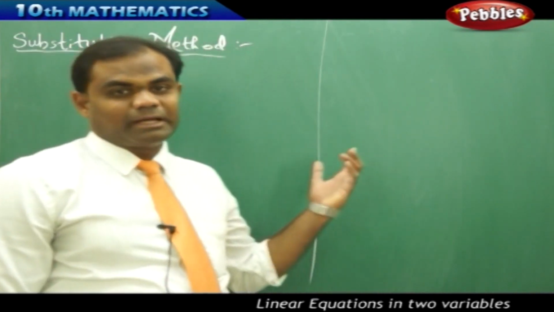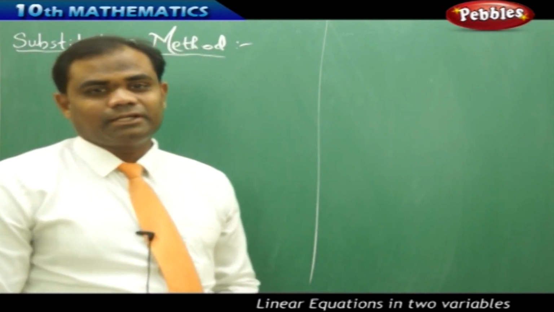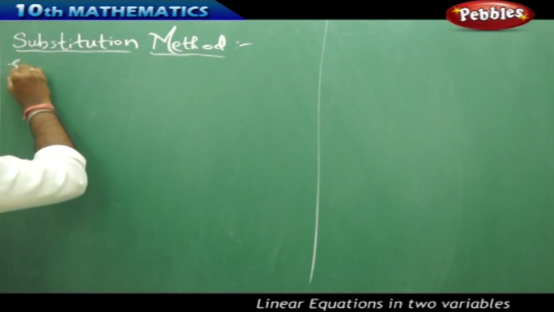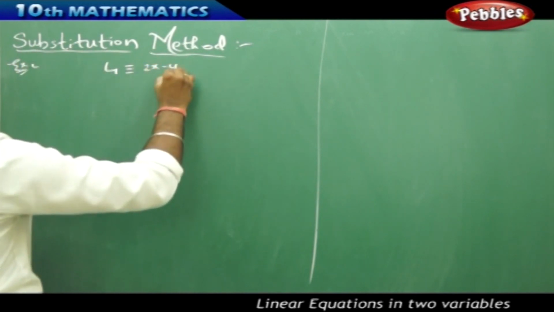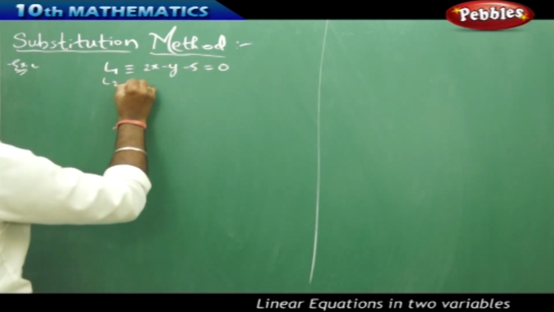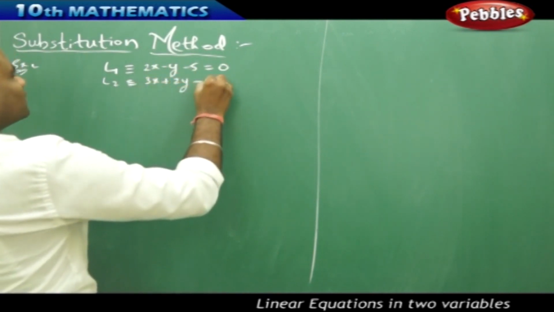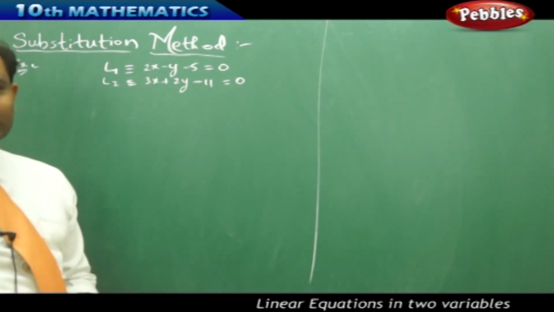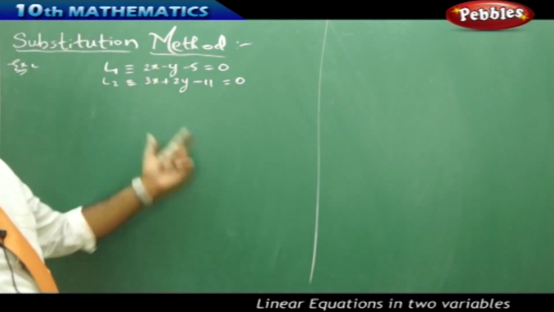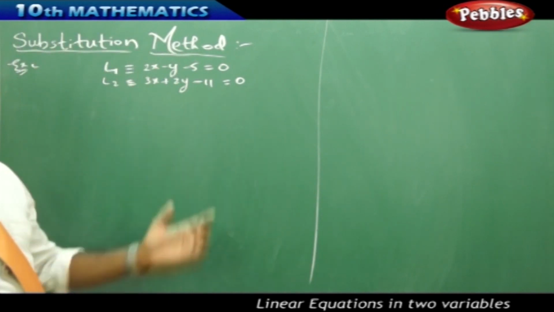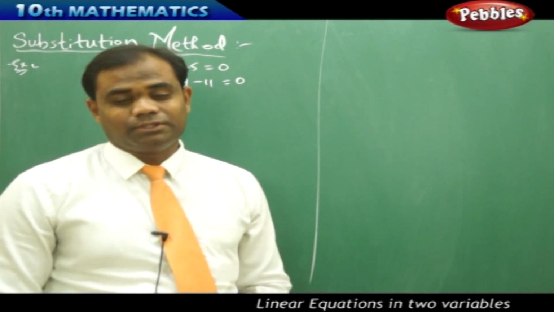Now let's see the substitution method in brief by taking an example problem. Initially, let me take two lines: my line L1, which I consider as 2x minus y minus 5 equal to 0, and my line L2, which I consider as 3x plus 2y minus 11 equal to 0. Then I want to find the intersection, or the solution, of the two lines L1 and L2. That is, indirectly I want to find the values of x and y using the substitution method.